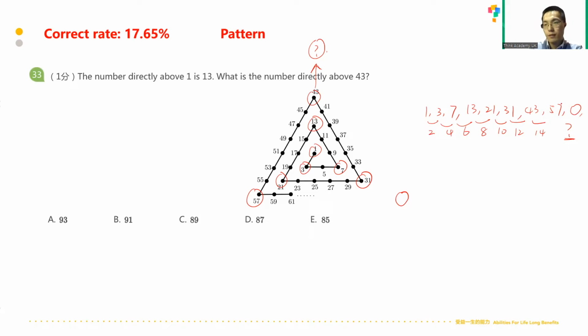So from 57 to the circle, we know the difference between 43 and 57 is 14. Then the difference here should be 16. We can predict that, and then 57 plus 16 will give us the circle right here, which is 73. And then from 73 to the question mark, what number should we add? We see 2, 4, 6, 8, 10, 12, 14, 16. Then this difference here should be 18. Very good. So to get the question mark, we simply use 73 plus 18, and that will give us 91, which is the number directly above 43. So which choice is 91? B. B is the correct answer.